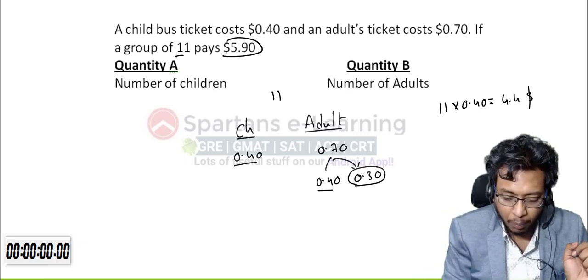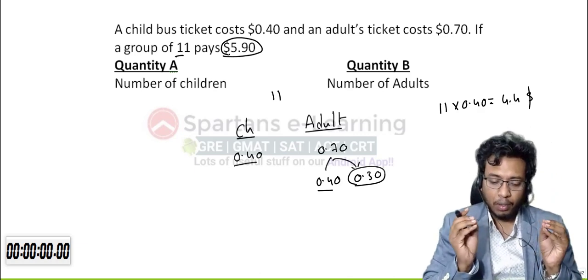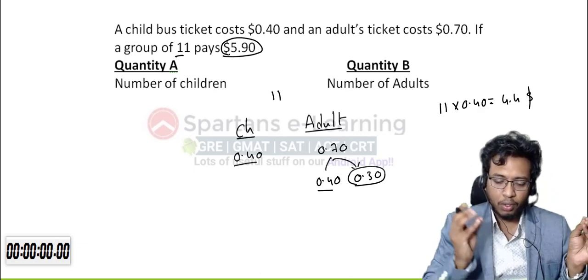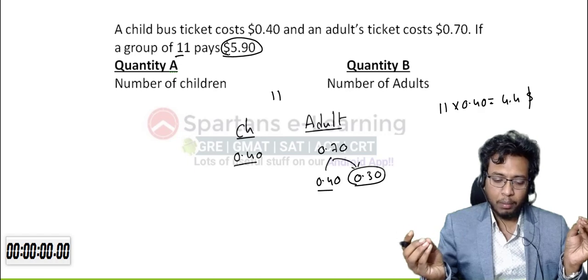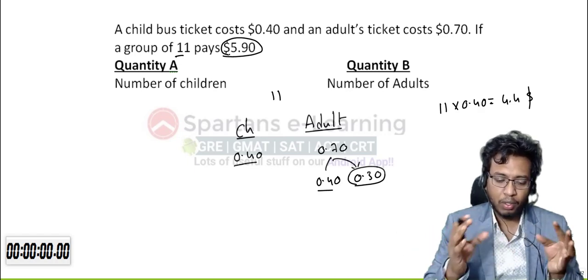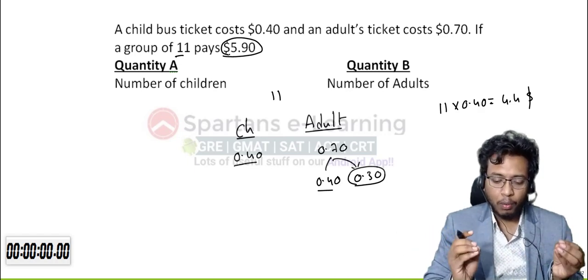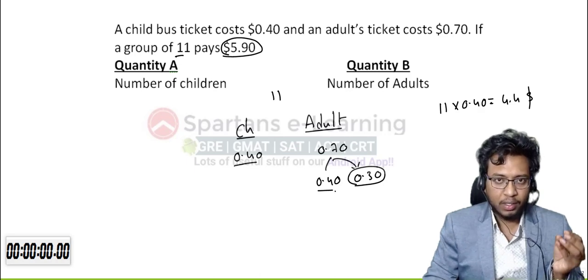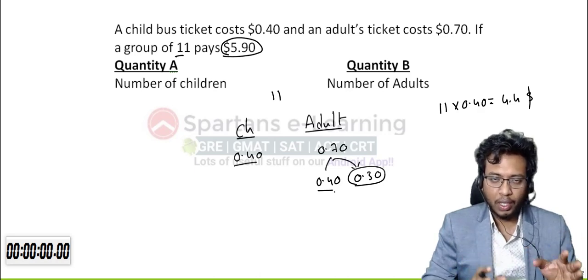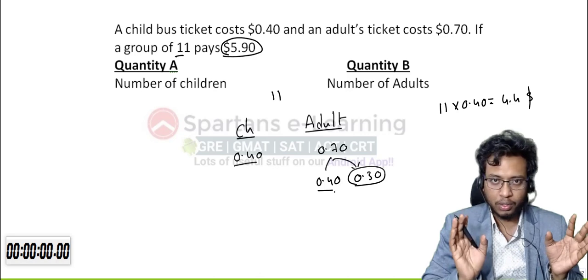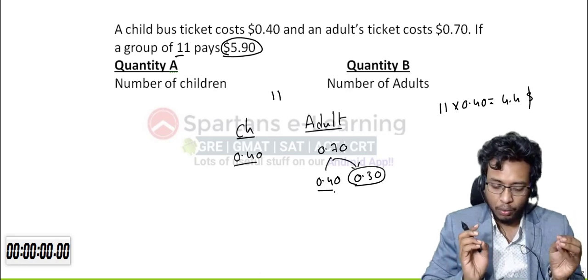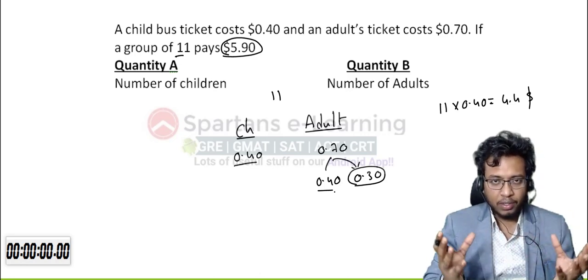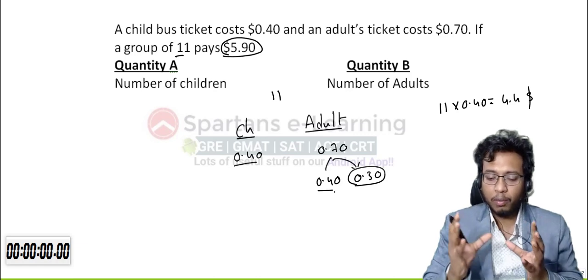It is given as $5.9. That means when the ticket cost is 0.40 and 0.70, and a total of 11 people buy the tickets, it will be 5.9. But here what happened? I assumed that 0.70 is not the cost for adults, it is actually 0.40. That's what I assumed. Now if everyone is buying with 0.40 cost, total cost will be 4.4.